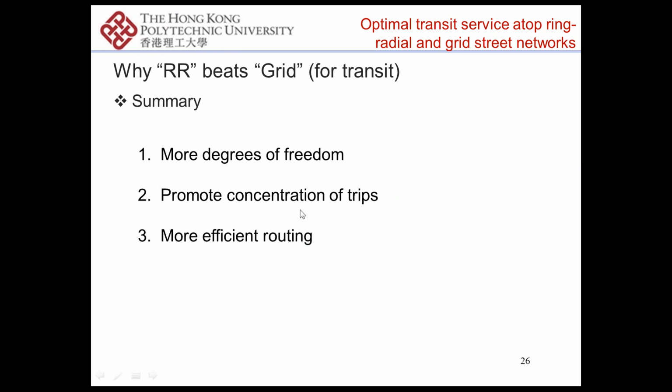So we summarize these three reasons. The outperformance of the ring-radial transit system is due to three key reasons: more degrees of freedom, concentration of trips, and also more efficient routing.